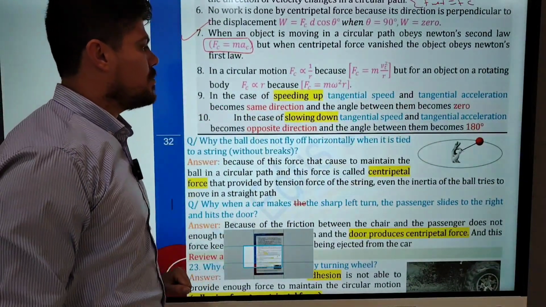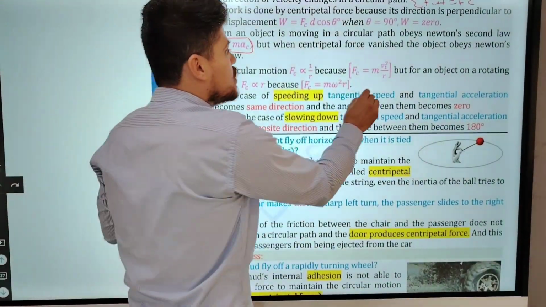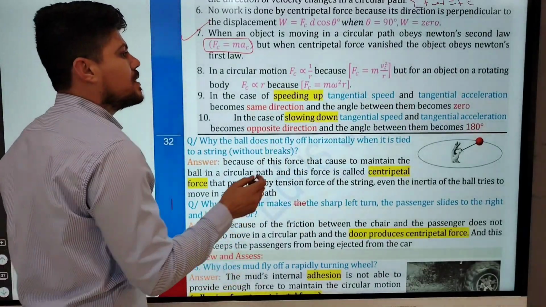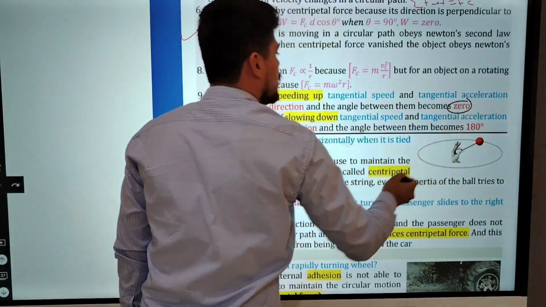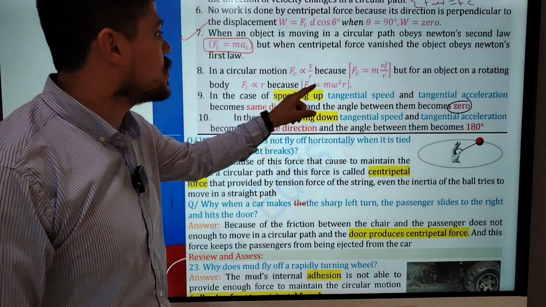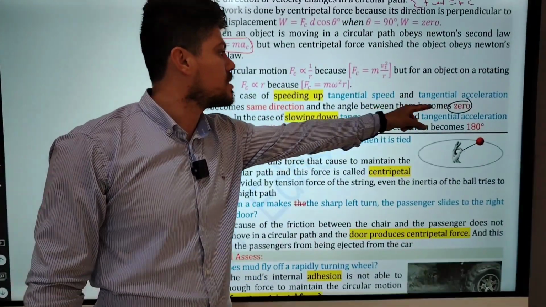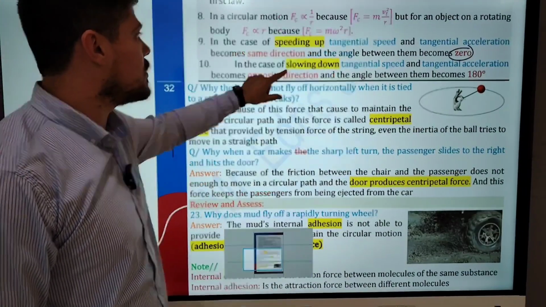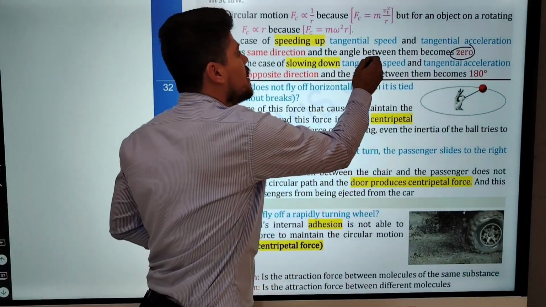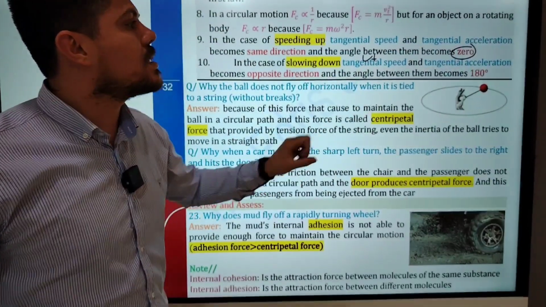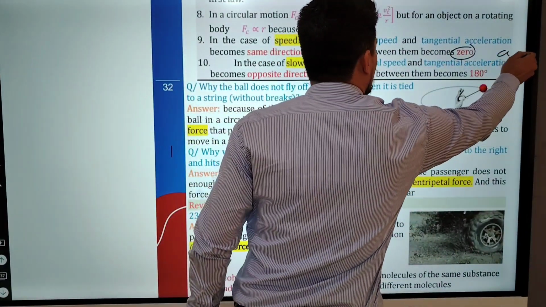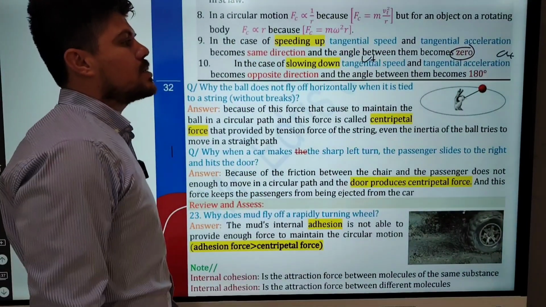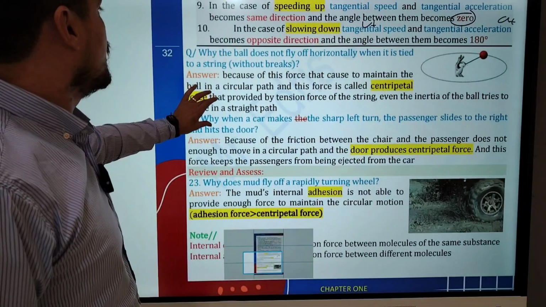In the case of speeding up, tangential speed and tangential acceleration become the same direction. And the angle between them is what? 0. When is the angle between tangential speed and tangential acceleration 0? In the case of speeding up. But in the case of slowing down, tangential speed vt and tangential acceleration at become opposite directions, and the angle between them is 180.